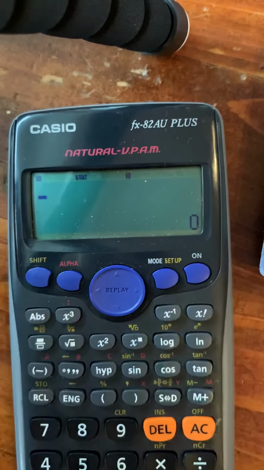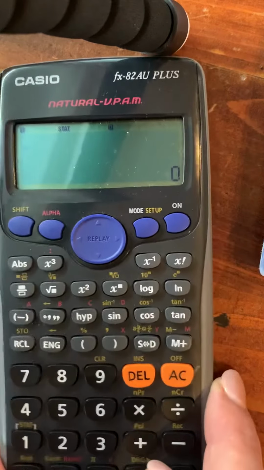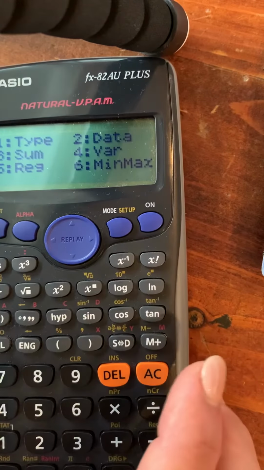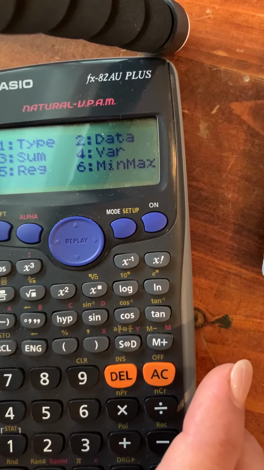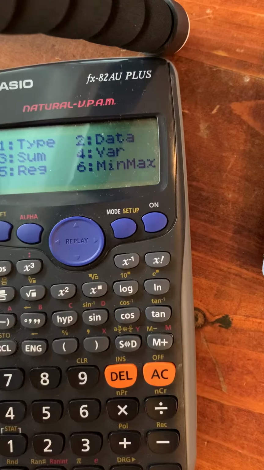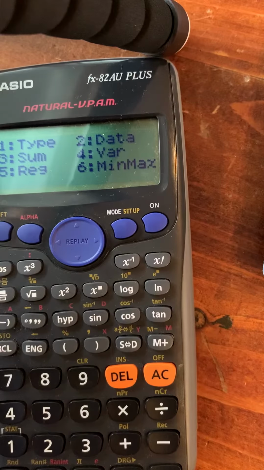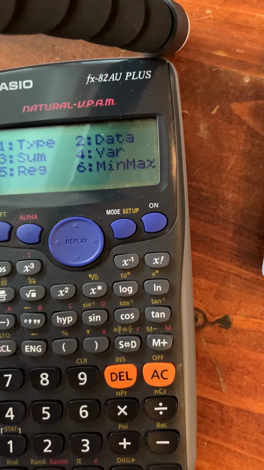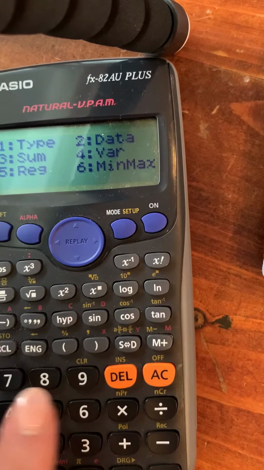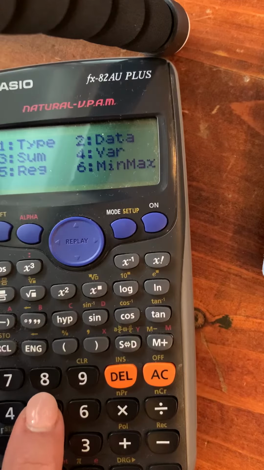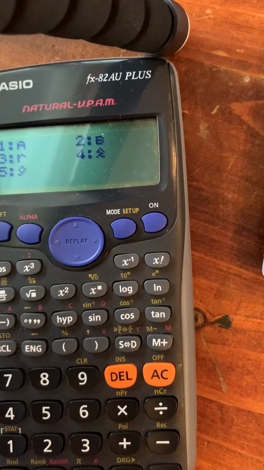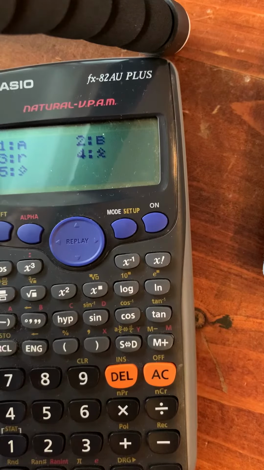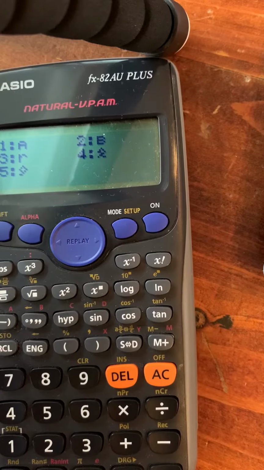So you go shift 1. See how 1 says stat on top, and then you get all of these options again. What we're looking for here is REG, number 5. Remember, it is called the median regression line, so that's what the REG is for. 5, there we go. We can work out A, B, R, and even standard deviation. At this point, we just need A and B and R.